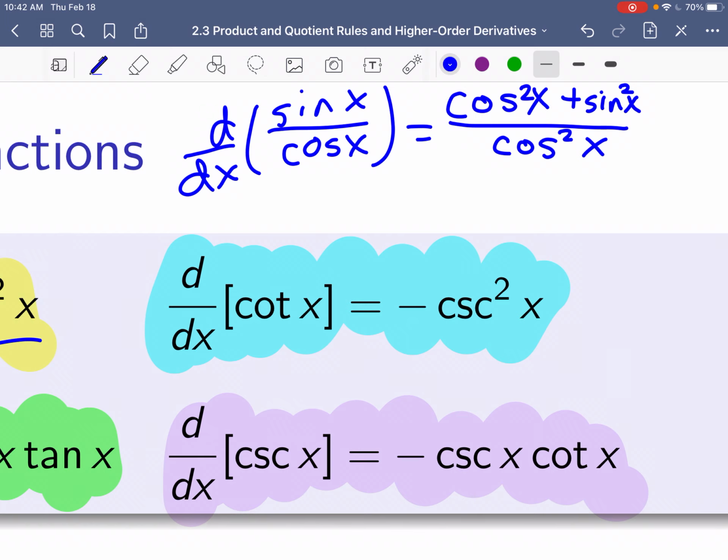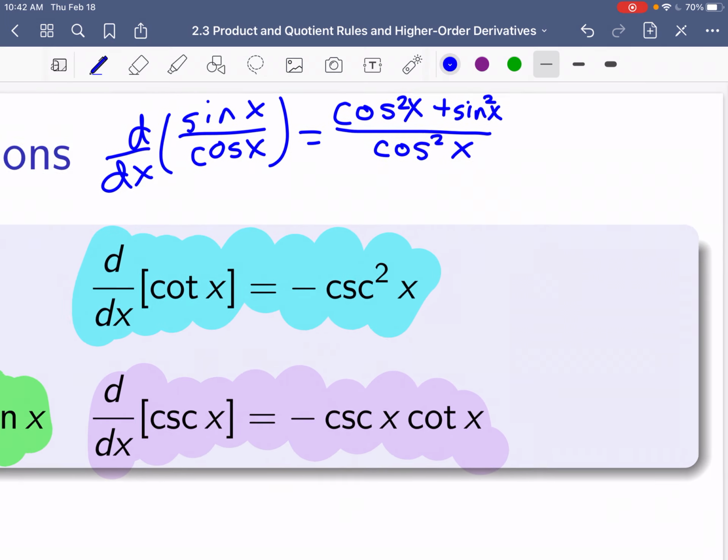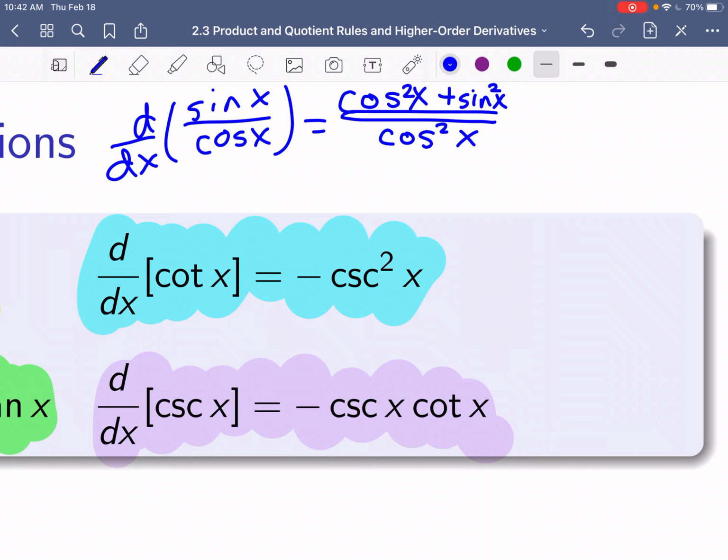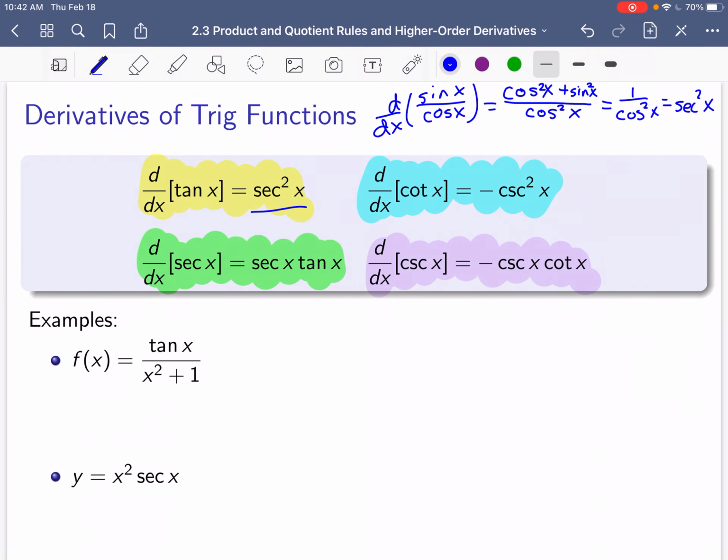Low d high minus high d low, square the bottom, and away we go. The top is just a Pythagorean identity. Sine squared plus cosine squared is 1, so we have 1 over cosine squared x. 1 over cosine is secant, and so we get secant squared x. And you could do that with any of these. You can roll through our quotient rules and end up getting the derivative of cotangent, cosecant, all of those fun things.